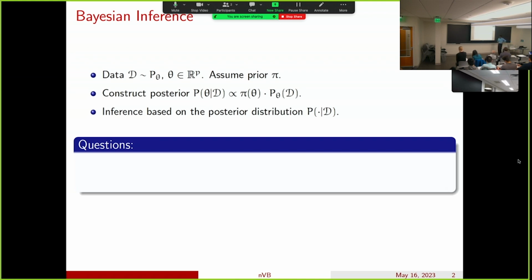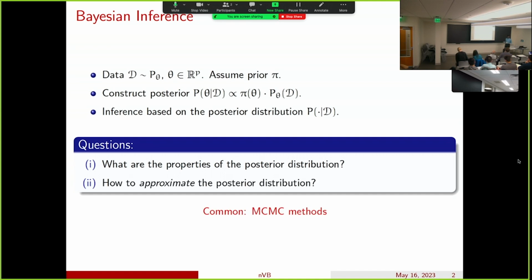So this is just a gentle reminder for the basic structure of Bayesian inference. I think this is familiar to everyone here, but this will help us set up some notation, right? So at a high level, Bayesian inference sort of proceeds as follows. We see some data D. We put some class of parametric distributions, P theta. We fit one of these parametric models to the data. We put some prior on the parameter space, construct our posterior, and then in Bayesian inference, our inference is based on the constructed posterior distribution. Right?